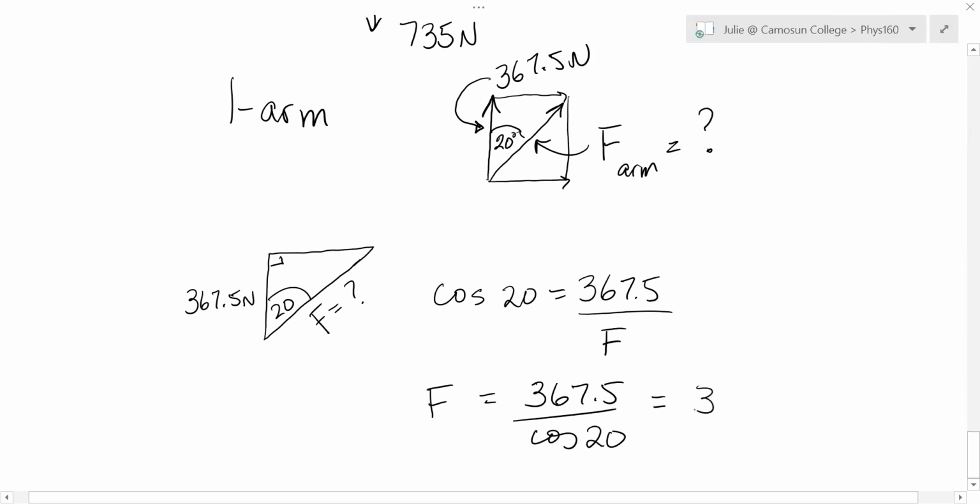Turns out to be 391. This is only one arm. Right, that's one arm. So then each arm must be 391 because everything's symmetric.